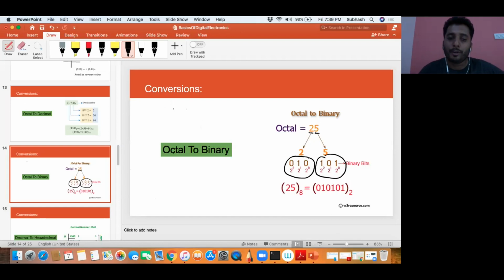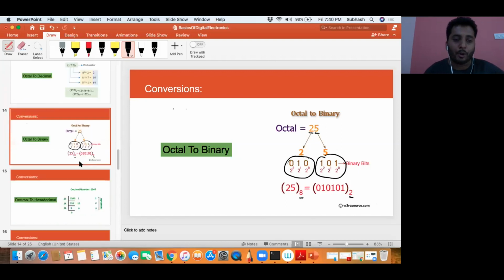So if you want to convert from octal to binary, I repeat, take those individual numbers, convert each into binary format, and then attach them together. That will become the binary representation of this octal number. Keep in mind, this 25 is not decimal, it is of base 8, therefore it is an octal number, and I have converted that to a binary number. Hope you understood this. Okay, so now let me move on to the next one.